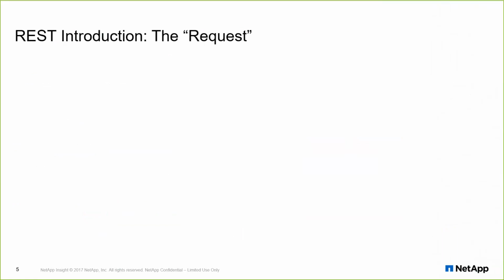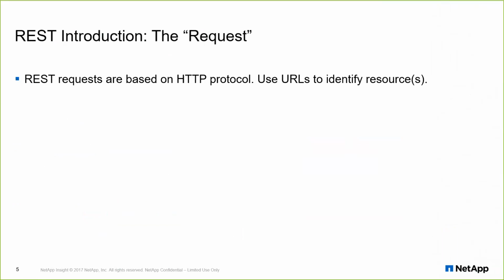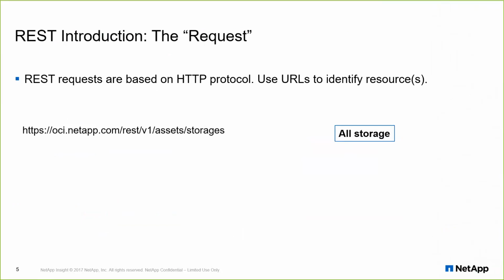So when you use a REST API, the first thing you do is make a request of your target system. So what does this look like in the OCI world? Again, these are based on HTTP, so they're going to look like a standard URL, much like you type in to go to any other website. But in this case, we're identifying resources and actions and targets of those actions. So here is a sample REST request for looking at all the storage assets in an OCI database.